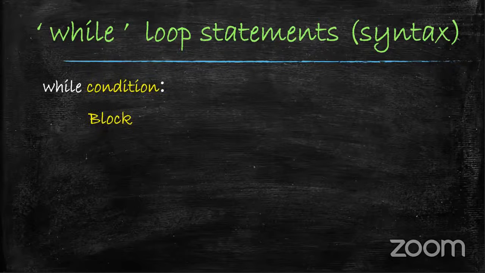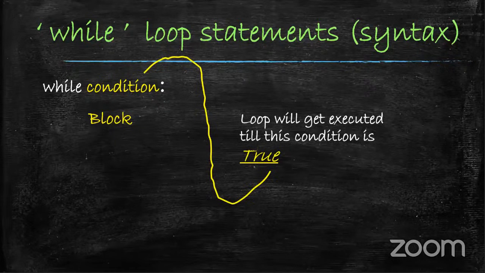The code for the while loop is like this: while condition colon. The colon says that a block related to while is going to come next. From the next line, the block is going to come, and the block is indicated by one indent towards the right. All statements inside the block will always be shifted by one indent. The loop will be executed till this particular condition is true. As soon as the condition becomes false, the program will come outside this while loop.